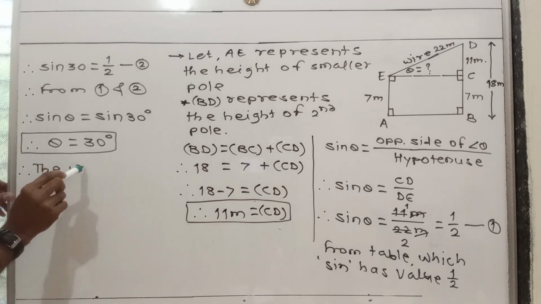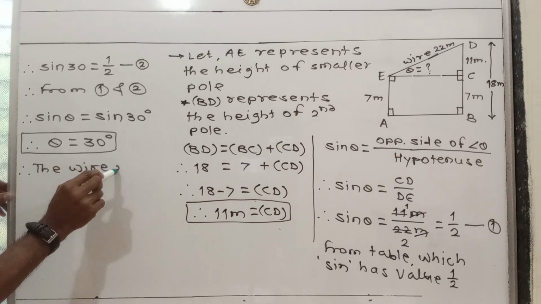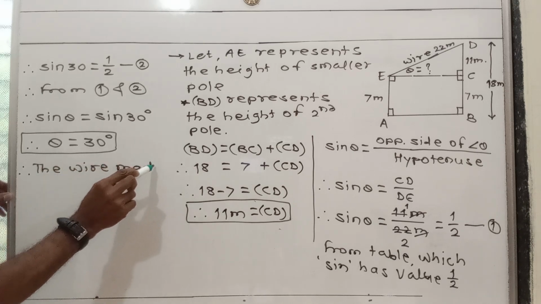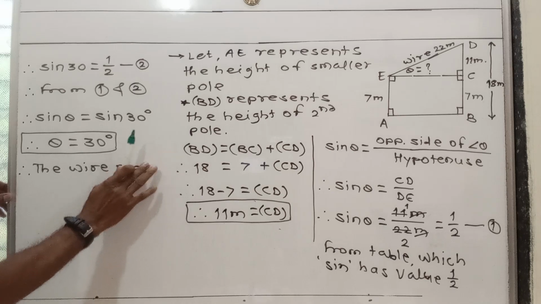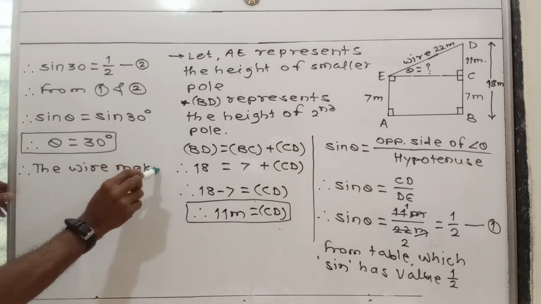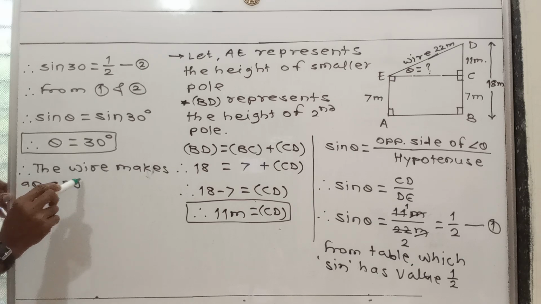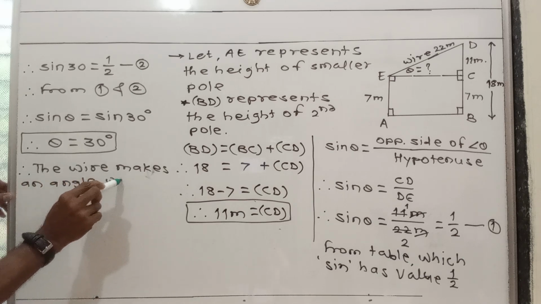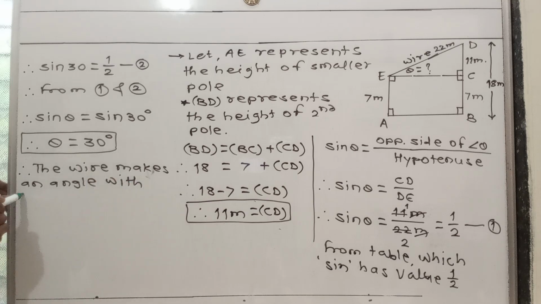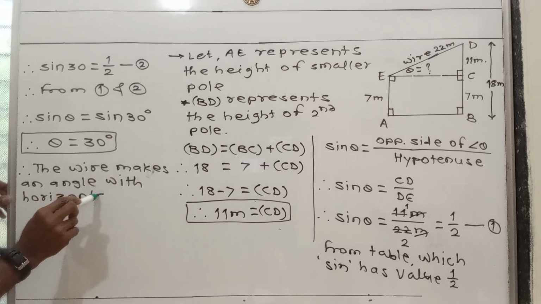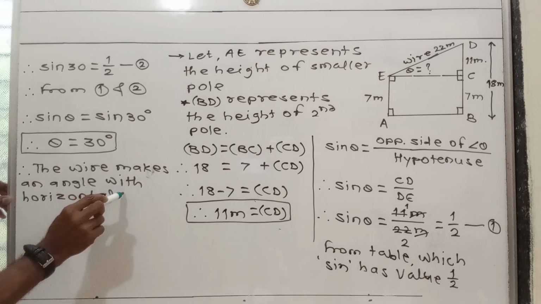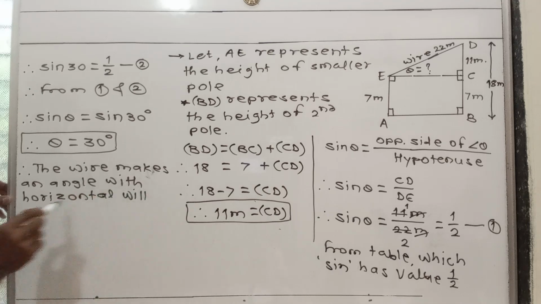Therefore, the wire makes an angle with the horizontal of 30 degree.